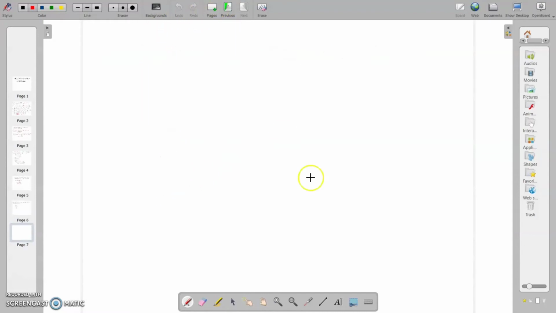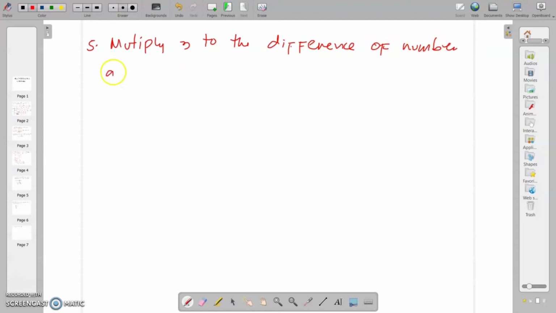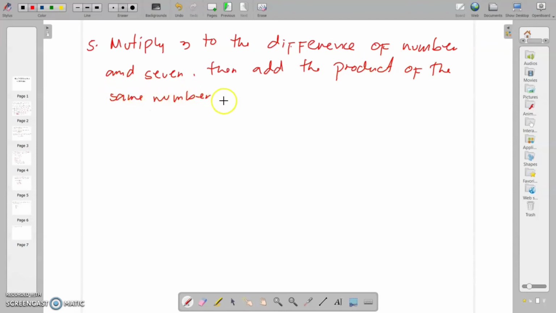And number 5. So in number 5: multiply 3 to the difference of a number and 7. Then add the product of the same number and 5. So, find the result.